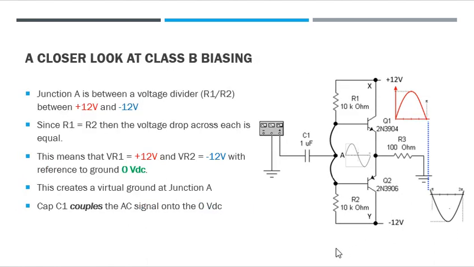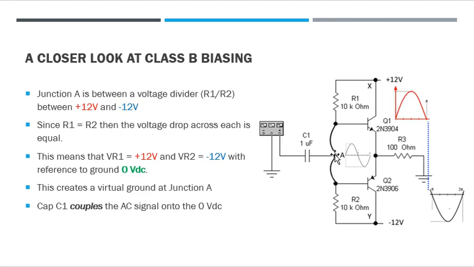So let's take a closer look at Class B biasing. What we'll find is that if we look at our base resistors, R1 and R2, they're just a voltage divider. Now, because they're a voltage divider, the same current is going to flow through both of them. Both resistors will have the same voltage drop.